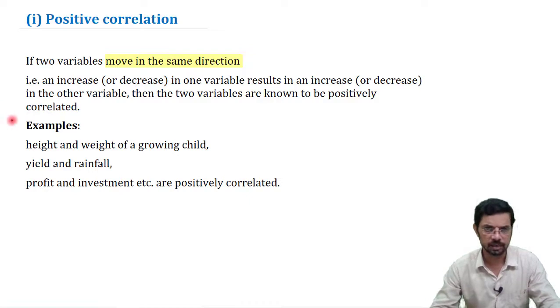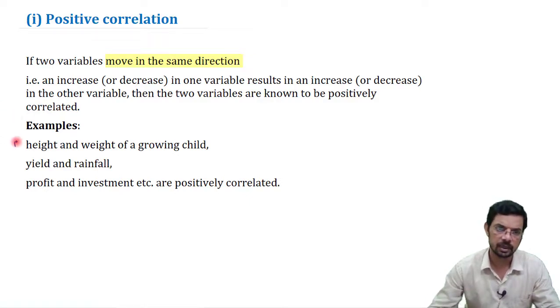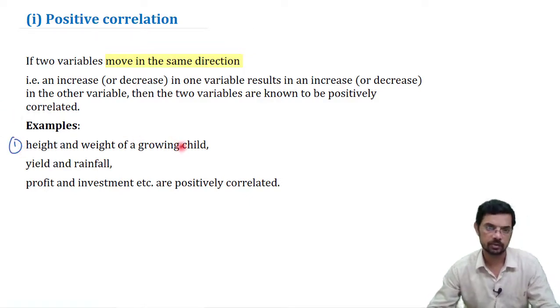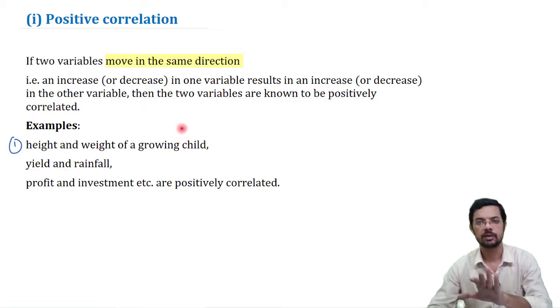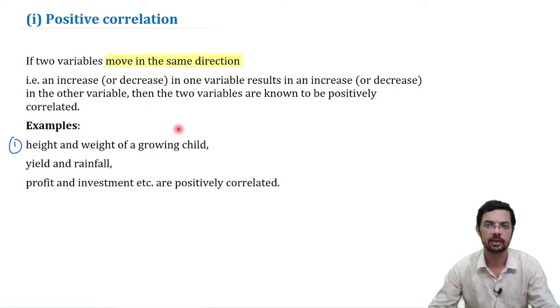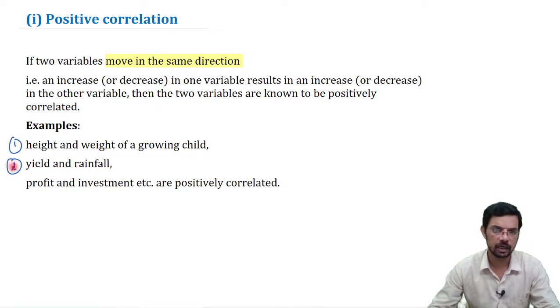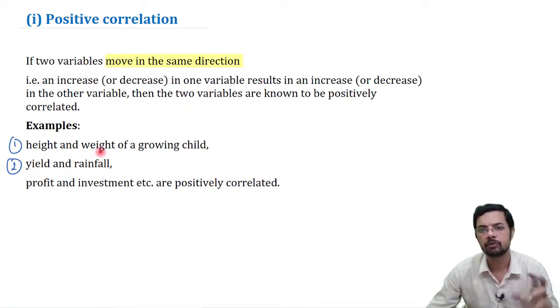Some examples: the first example is the height and weight of a growing child. Clearly, as the height increases, the weight increases for a growing child, not for any other cases. In the same way, yield and rainfall: when there is good rainfall, we will have a good harvest. Otherwise, the yield may be affected by less rainfall. If the rainfall is increasing, we may have a good harvest; when the rainfall is decreasing, we will have less yield.